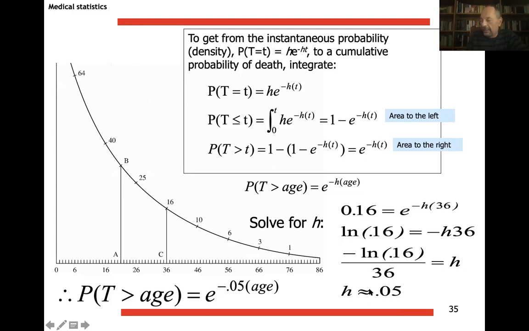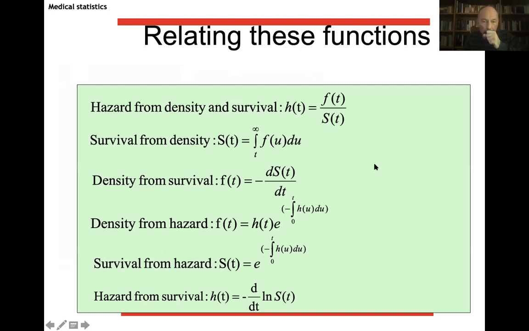And then in general, of course, if the hazard is constant and is 5%, you can calculate the probability to survive at any age simply like e to minus 0.05 times the age. So this is just for your memory, let's say, to remember the definitions of how you can derive the different functions. You see the hazard function, the survival, the density, how you derive the density from survival, the density from hazard, the survival from hazard, and the hazard from survival.